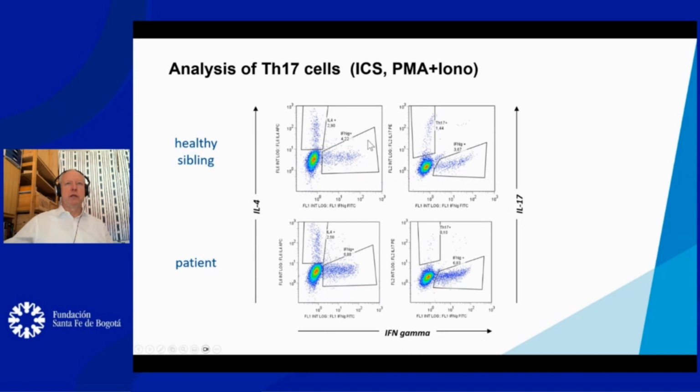So Th1, Th2, and Th17 cells can be detected. In the patient, we find IL-4, we find interferon gamma, but there are nearly no Th17 cells, so interleukin 17 cannot be detected in this child.